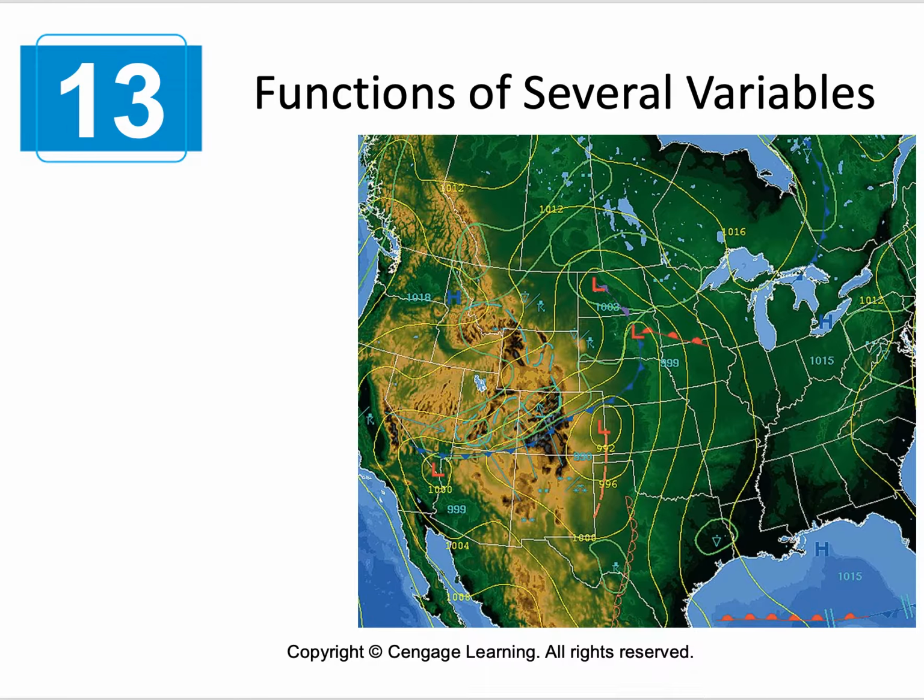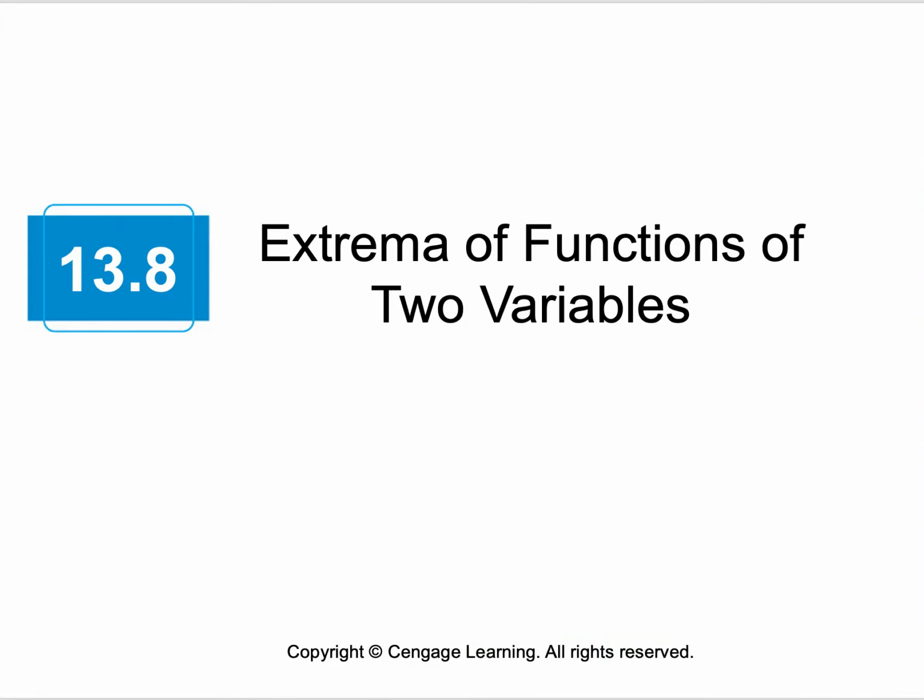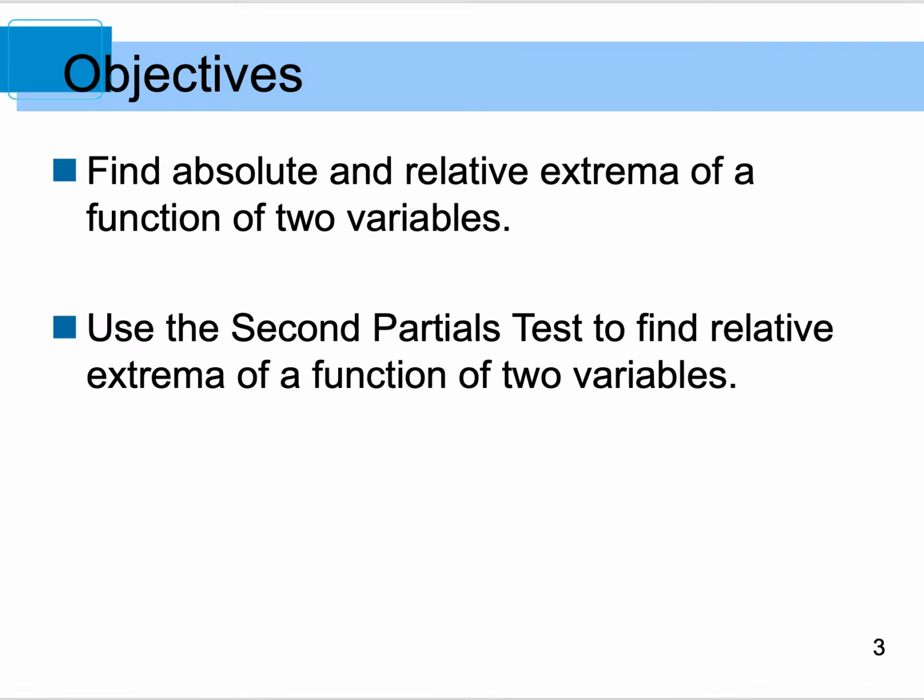So now we're going to take a look at the extrema for functions of two variables, and this is going to be a little bit of an overlap with the first and second derivative test. So we're going to look at finding the absolute and relative extrema of a function of two variables, and we're going to use the second partials test to find the relative value.